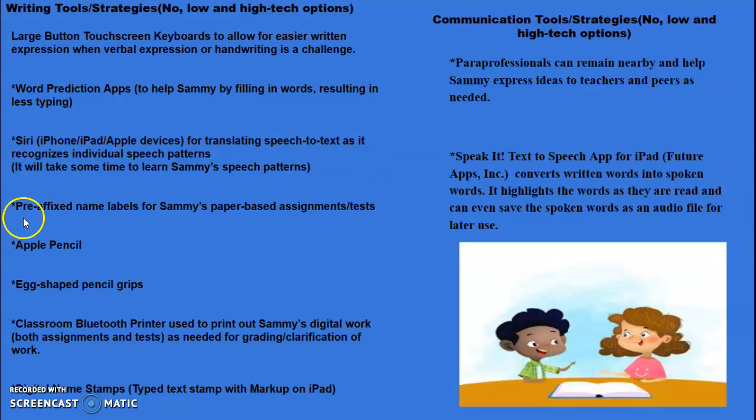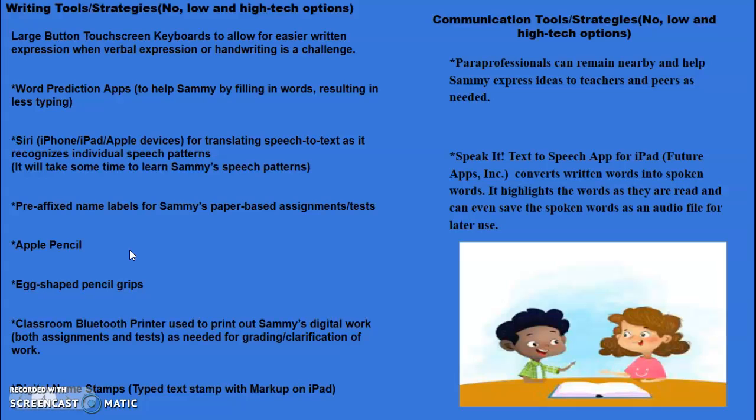I chose to look at the option of pre-affixed name labels for Sammy's paper-based assignments and tests. This would save him from having to manually write his name multiple times a day. This would be another way to reduce his frustration. I chose to look at an Apple Pencil potentially in place of his stylus, as it is maybe a little less sensitive to writing in areas where Sammy might feel frustration if he makes unintended marks on his digital assignments.